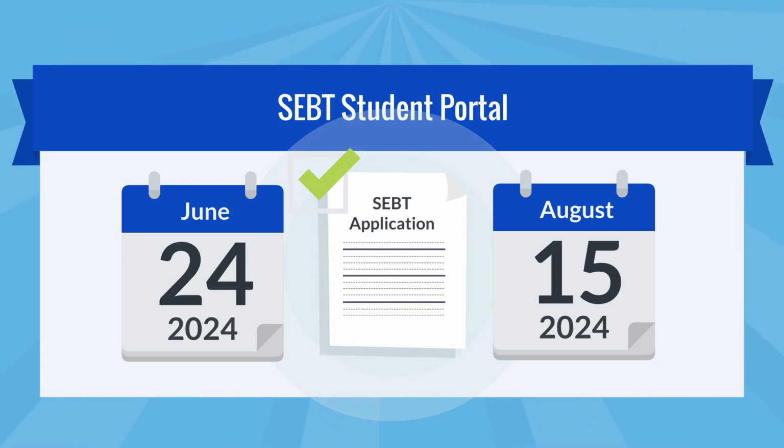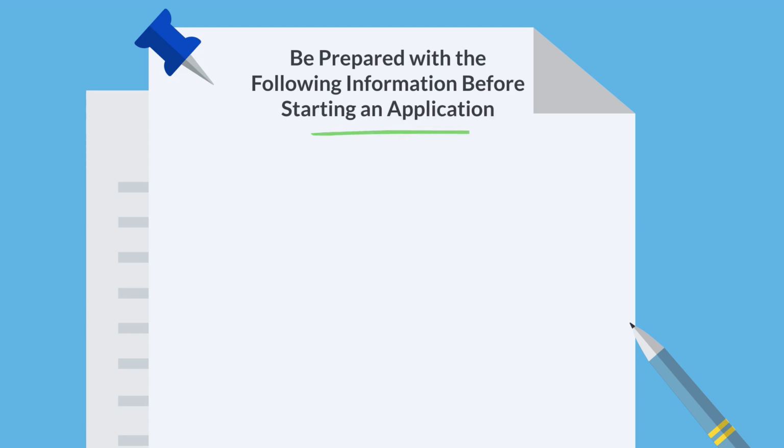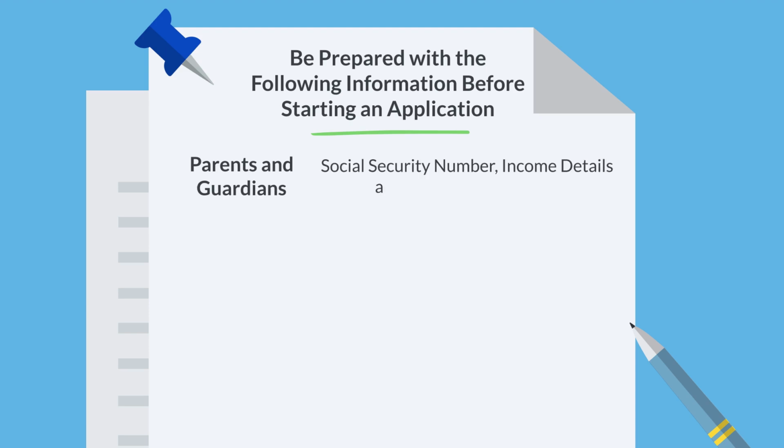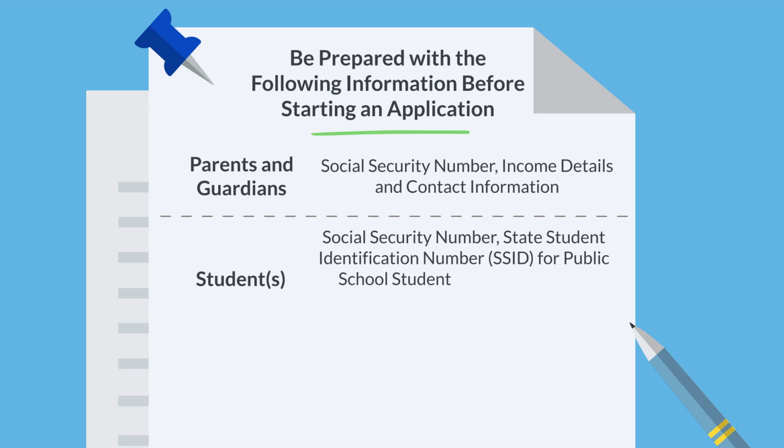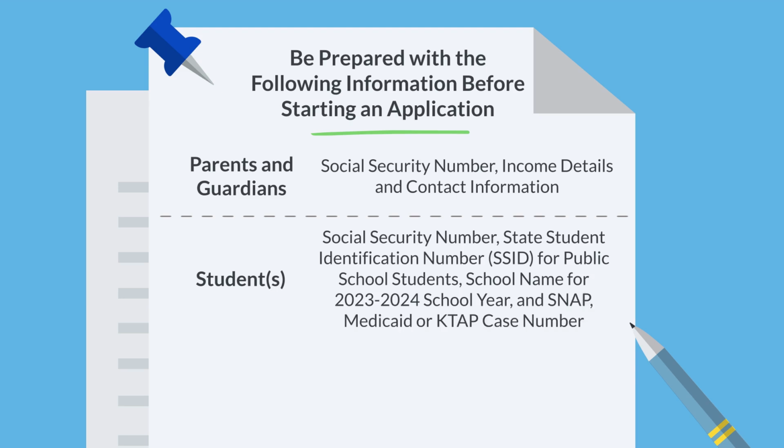Let's begin by covering what residents will need to apply for the program. Be prepared with the following information before starting an application. Parents and guardians need their Social Security number, if one has been assigned, income details, and contact information. Additionally, student information such as Social Security number, if one has been assigned, State Student Identification Number, SSID, for public school students, the name of the school enrolled in during the 2023 to 2024 school year, and SNAP, Medicaid, or KTAP case number if the student has received public assistance benefits during the school year.